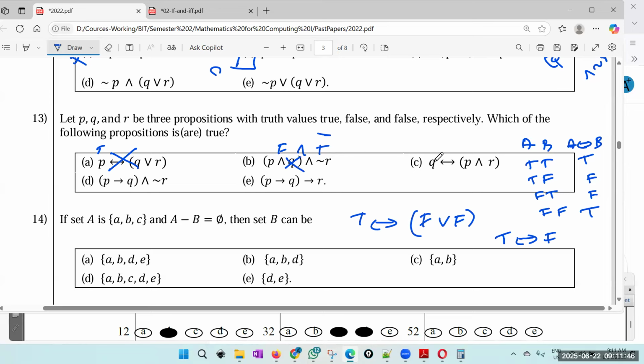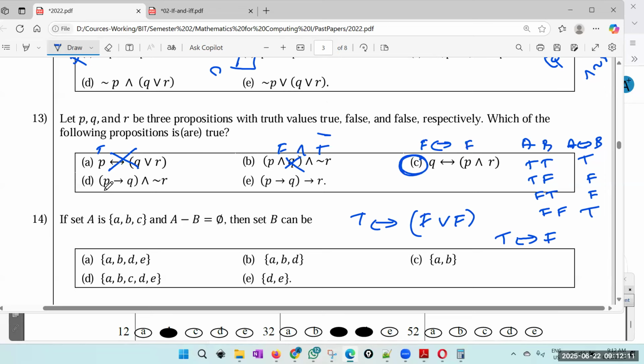What about this? Q is false, if and only if P and R. P and R is true and false, and true and false is false. False if and only if false is true. So this is true. This is an answer.